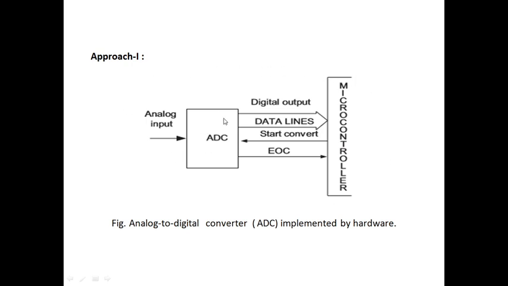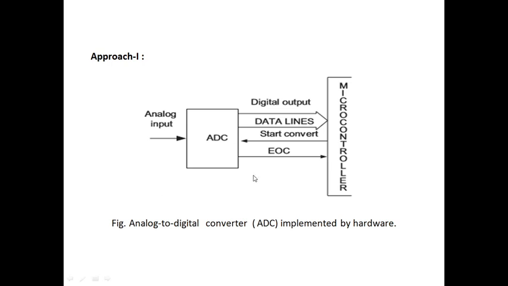In this approach we are using a high performance A to D converter, and it is expensive. The cost of this A to D converter is high because we are getting high performance. The analog input is the temperature input. This temperature input is converted into digital form, and then the digital form is given to the microcontroller. This is the operation of observing the temperature by using the microcontroller.